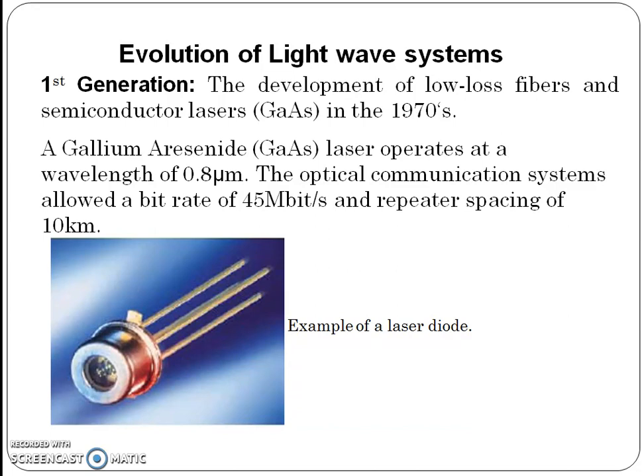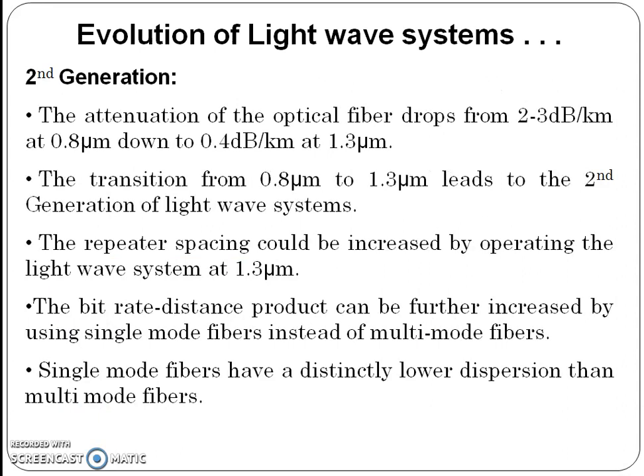Then we are going to see about evolution of light wave systems. There are 4 generations in evolution of light wave systems. In first generation of light wave systems, there is a development of low loss fibers and semiconductor lasers in 1970s. Gallium Arsenide laser operates at a wavelength of 0.8 micrometer. The optical communication systems allowed a bit rate of 45 megabits per second and a repeater spacing of 10 km.